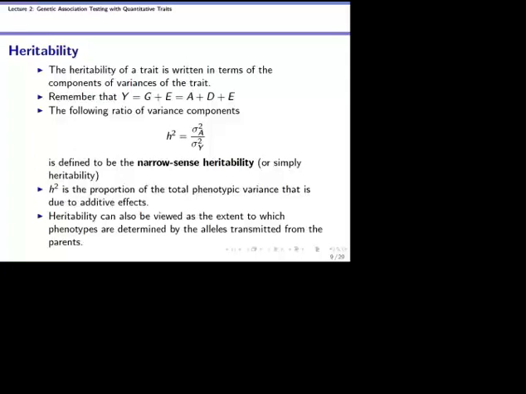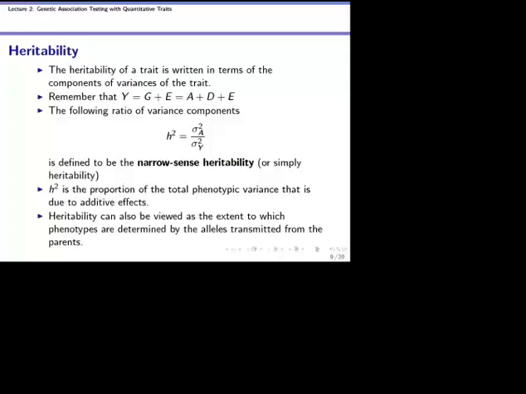So this is the narrow sense heritability. It's the portion of total phenotypic variance that is due to the additive effects. Another way to think of heritability is the extent to which phenotypes are determined by the alleles transmitted by their parents. So additivity is important because when your parents pass down an allele to you, they don't pass down both, right? They pass down one of their two alleles, the marker. So it's the allelic effects that are really important.